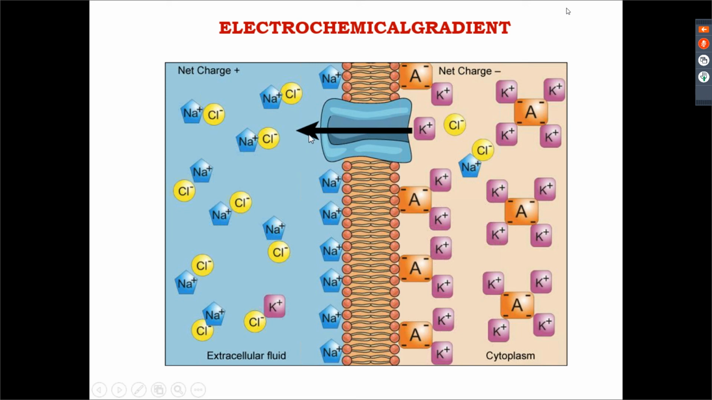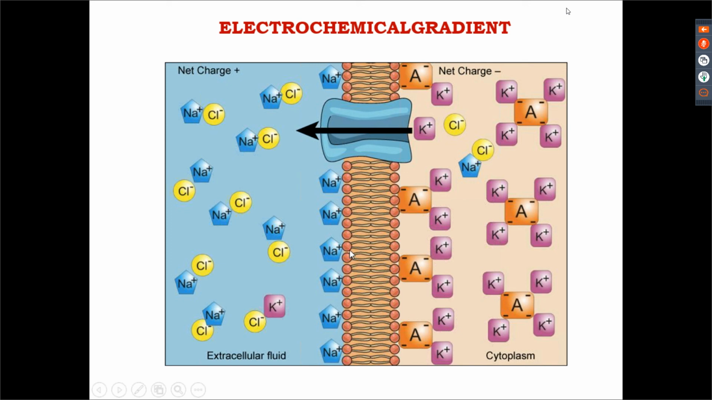A sodium potassium pump, which is a primary active transport, will establish an electrochemical gradient. It will pump all the sodium ions outside, and it will take all the potassium ions inside. Now, the sodium ions that are outside will have a natural tendency to move inside, but they cannot cross the hydrophobic core of the membrane.